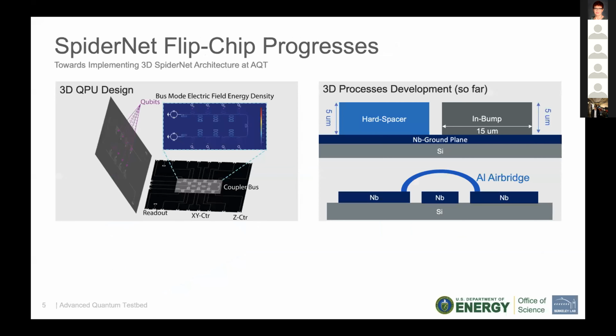So this research is separated into two parts. One part is the design and the simulation of our quantum processor. The other part is the fabrication development.